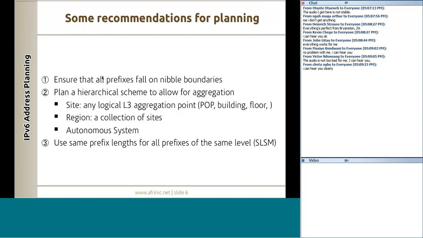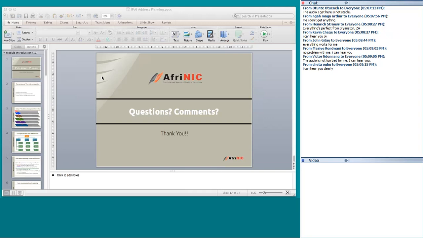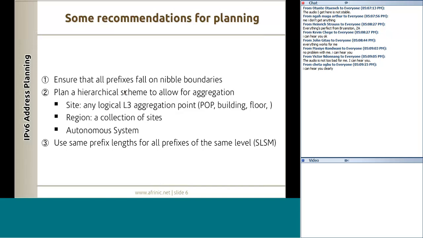Also, the recommendation is to plan a hierarchical scheme so as to allow for aggregation. Initially, you would find when you're doing some reading on IPv6 that one of the biggest hopes of IPv6 was that there was going to be aggregation, that all addresses will be aggregated, that end sites will get the address space from the LIRs and therefore would have smaller routing tables and all that.